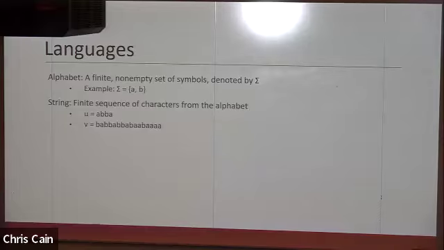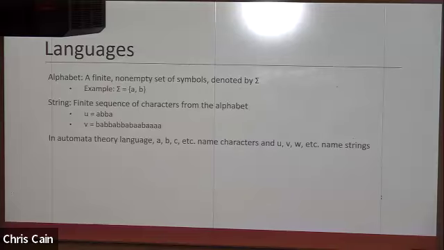Usually we'll denote these starting with the letter U. So we could say the string U is ABBA, the string V is BABBABBABBAABAAAA. I think I said that right. So we typically use the beginning characters for our alphabet, and we will use some of the ending characters for our strings.